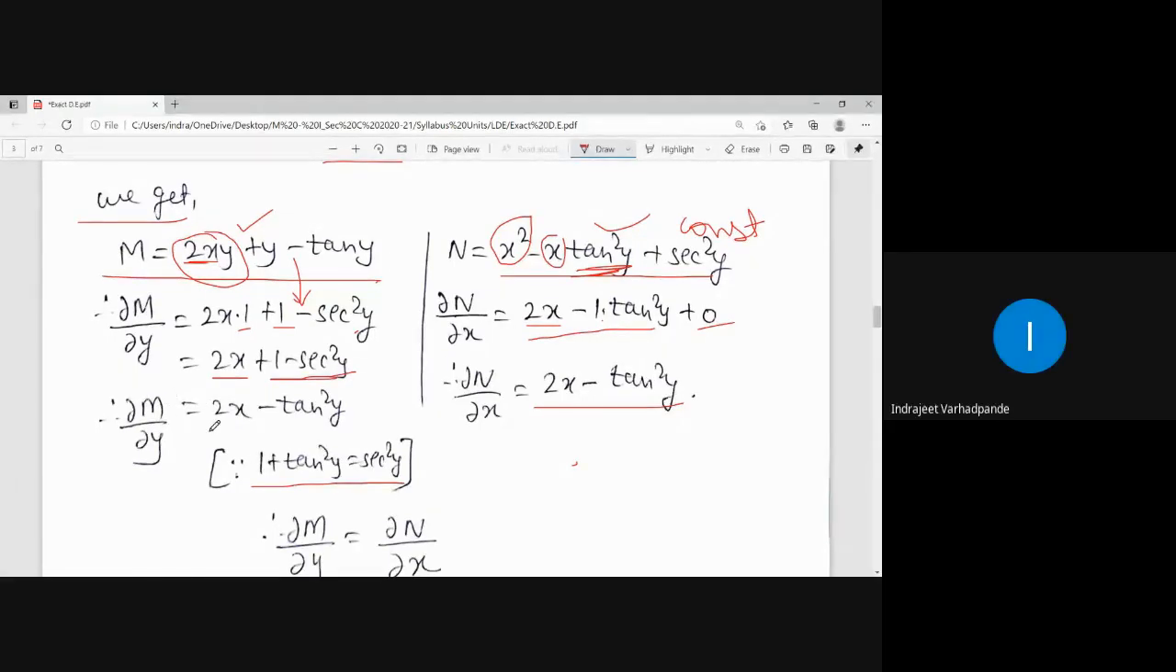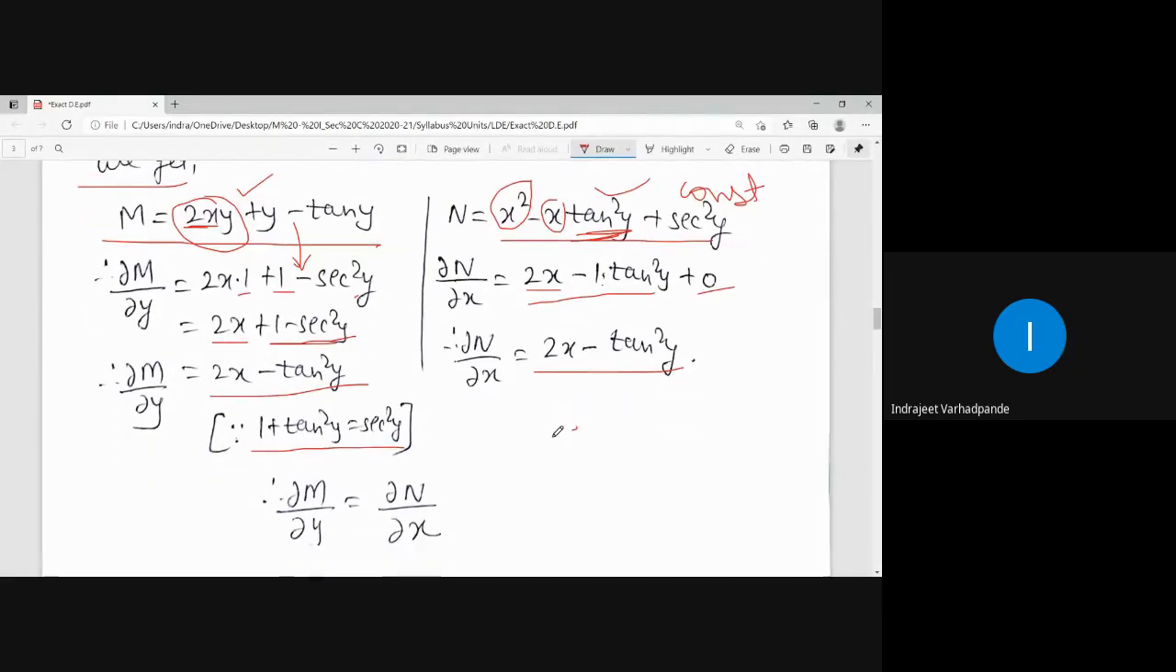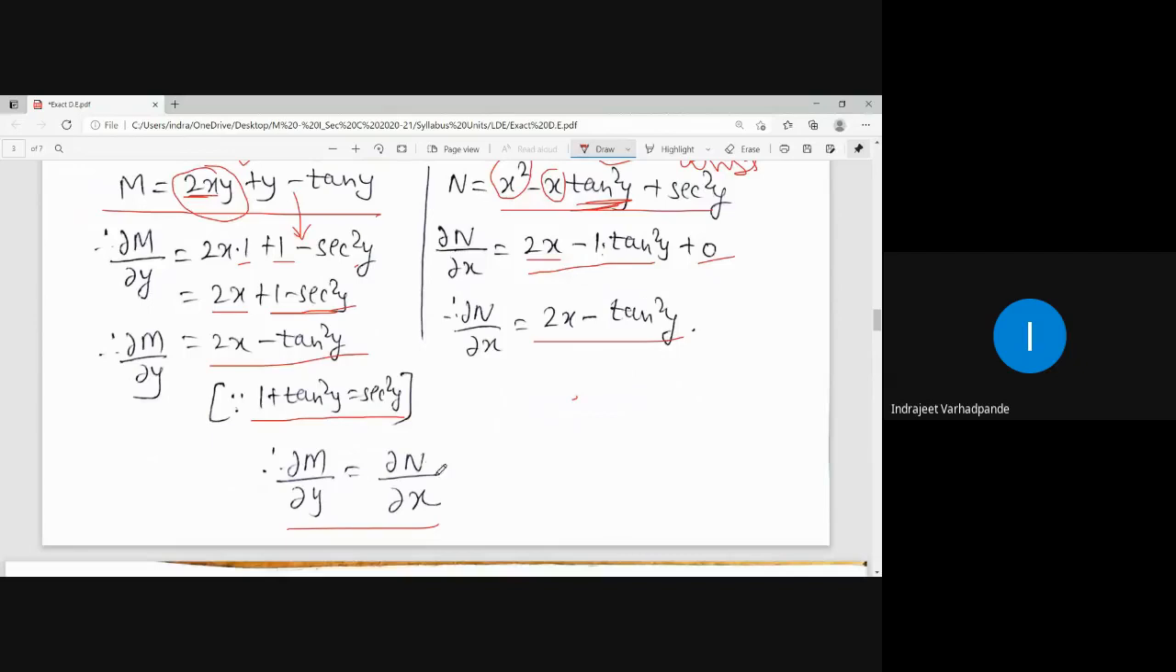So del M by del y is 2x minus tan square y. Del N by del x is 2x minus tan square y. I find that del M by del y is equal to del N by del x. That means the condition of exactness is verified and the given differential equation is an exact differential equation.